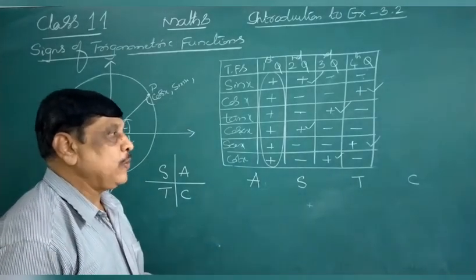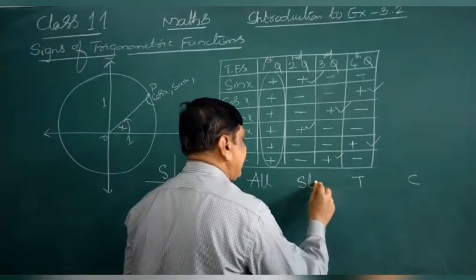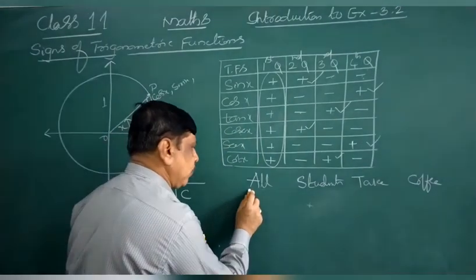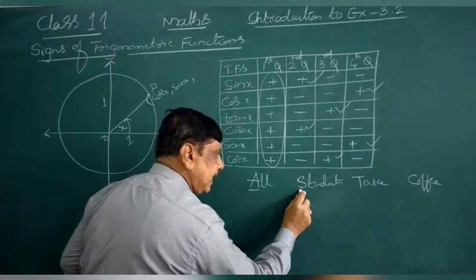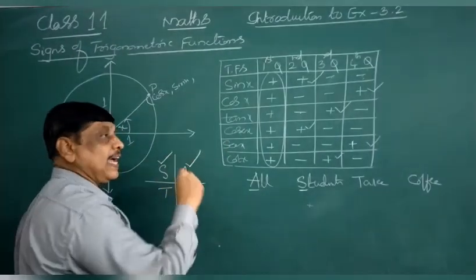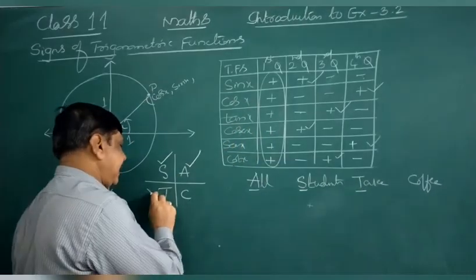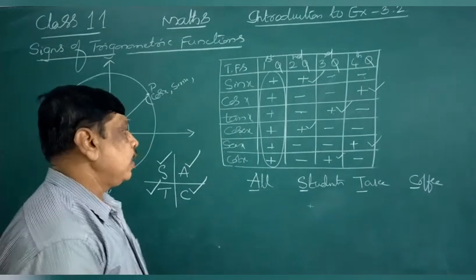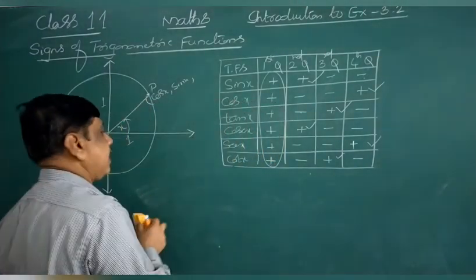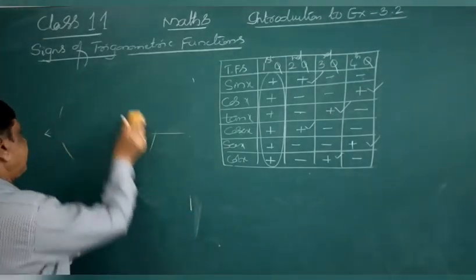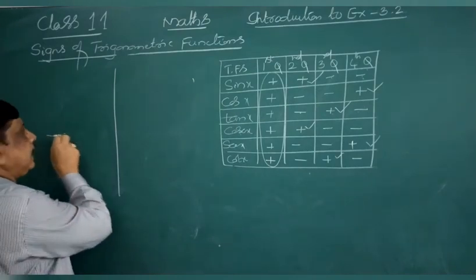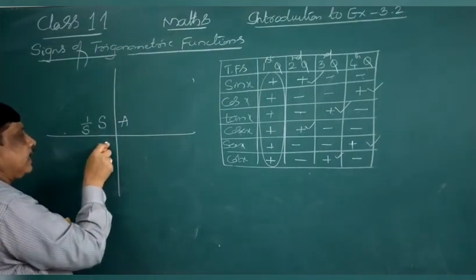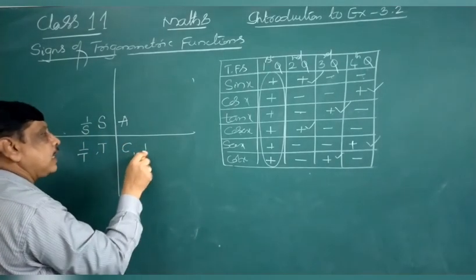It can be recalled by using the mnemonic: All Students Take Coffee. The first letter of the first word represents A, all. The first letter of the second word represents sine and its reciprocal. The first letter of the third word represents tan and its reciprocal. The first letter of the fourth word represents cos and its reciprocal, secant. So what we observe is that in the first quadrant, all trigonometric ratios are positive. In the second quadrant, sine and its reciprocal are positive. In the third quadrant, tan and its reciprocal are positive. In the fourth quadrant, cos and its reciprocal are positive.